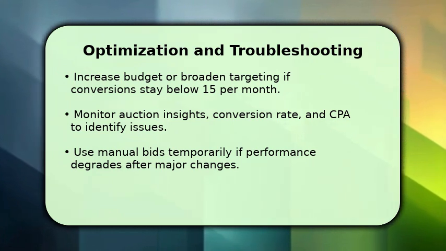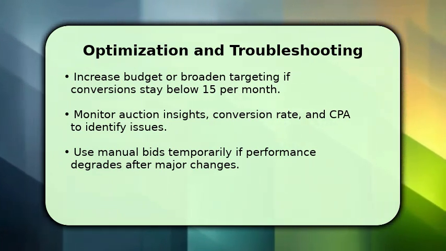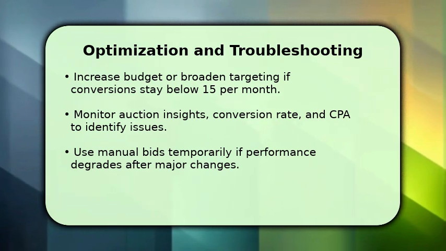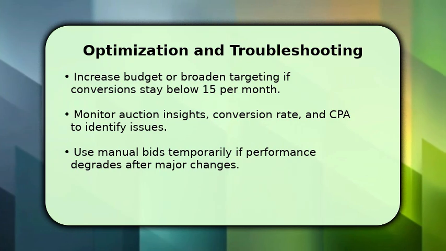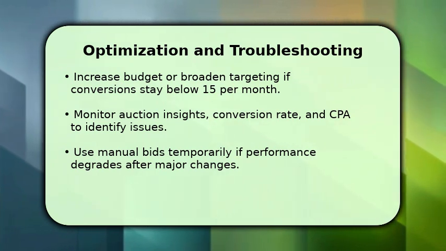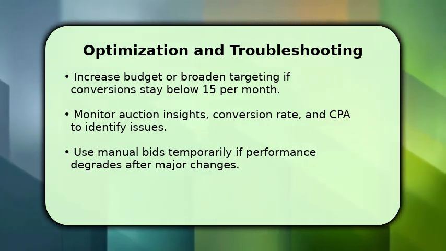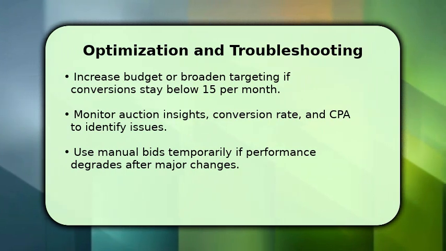If performance suddenly degrades after changes, allow 7 to 14 days for readjustment before reacting. Consider temporary manual bids only when algorithmic performance is clearly worse than expected. Always document changes and test one variable.